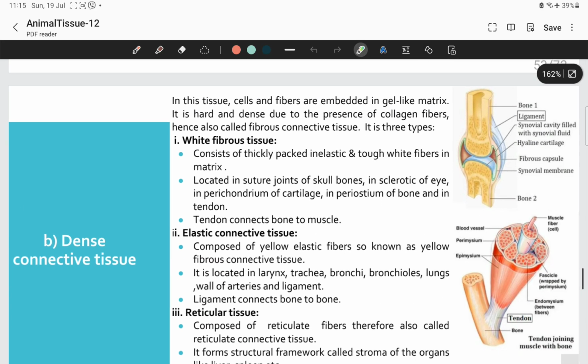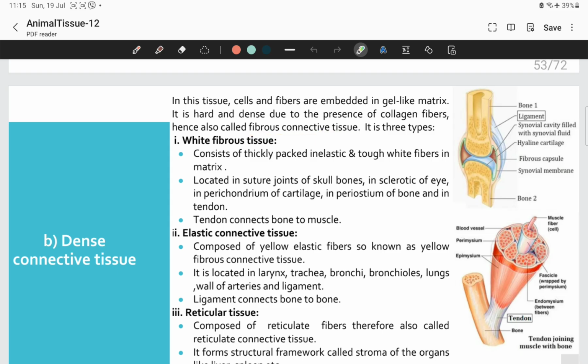Now let's go to dense connective tissue. Here the matrix will be gel-like. In loose connective tissue, the matrix was jelly-like, but here the matrix is gel-like. That is why it is a bit hard and dense, due to the presence of the gel-like matrix as well as collagen fibers. And since this fiber is found in maximum amount, it is also called fibrous connective tissue.